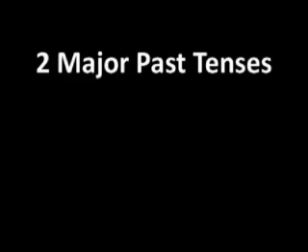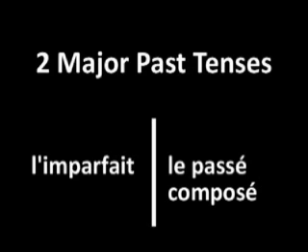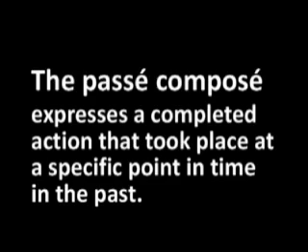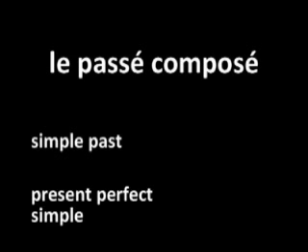your notes. There are two major tenses used to express past events in French, the imperfect tense and the passé composé tense. We will be looking at the difference between these two tenses in a future video. The passé composé is used to express a completed action that took place at a specific point in time in the past. Depending on the context, the French passé composé can be seen as equivalent to either the simple past or present perfect simple tenses in English.